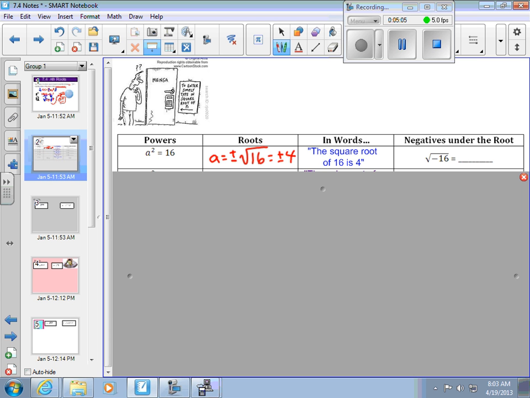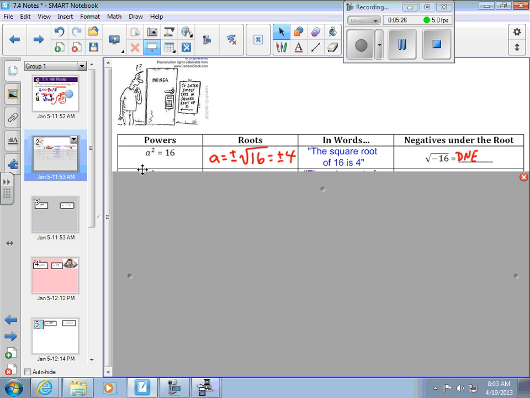How about if we think about it as negative though? What if it was square root of negative 16? Well, in this case, we would not have any real answers. Square root of a negative does not exist. There's not a real answer. There is an imaginary answer.